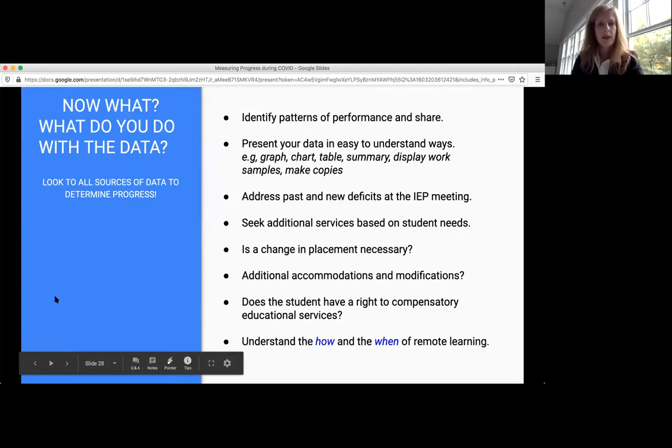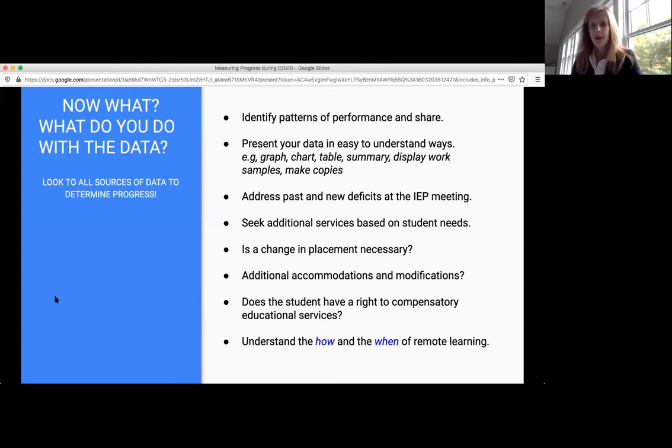Now, you've been collecting data. What do you do with it? You are going to be looking to identify the patterns of performance in the data that you have been collecting, the trends upwards and downwards, and you are going to want to share what you're finding. You will want to present your data in easily understood ways. This can be a graph, a chart, a table, a written summary.